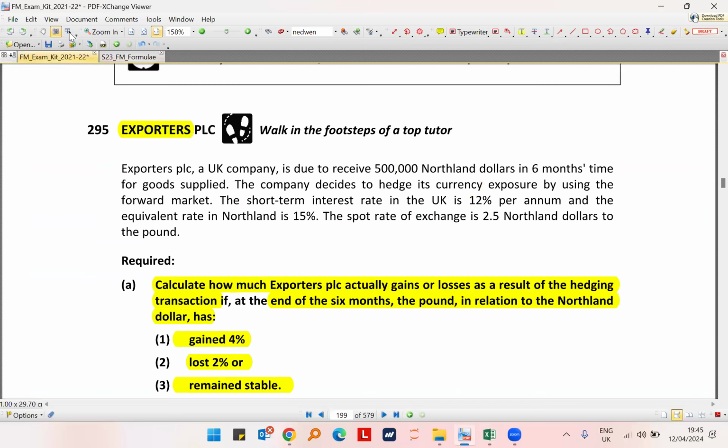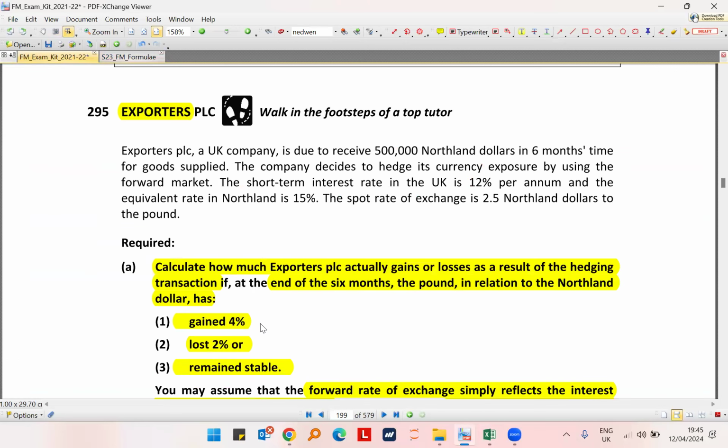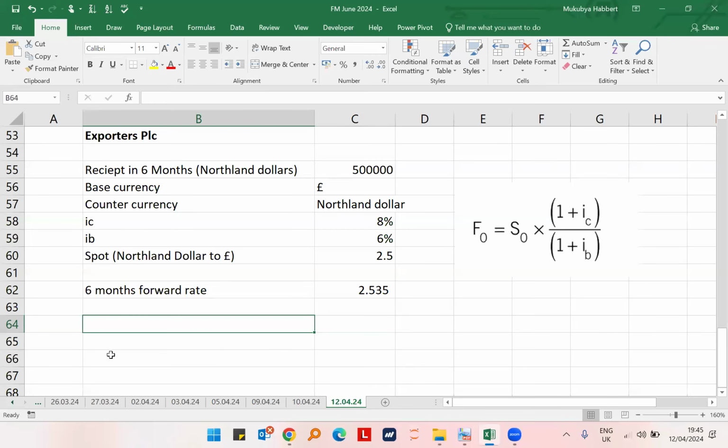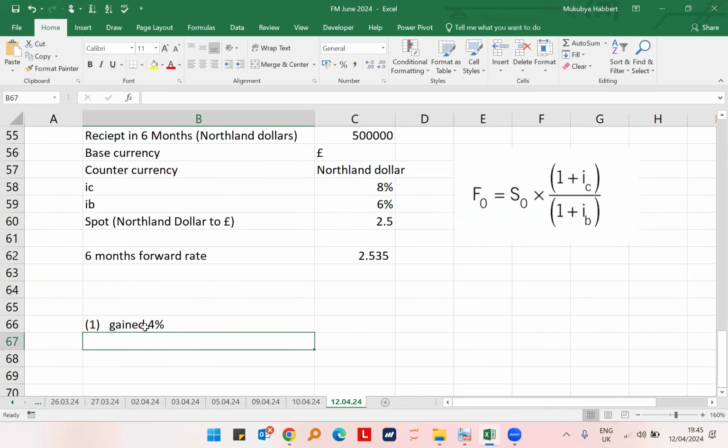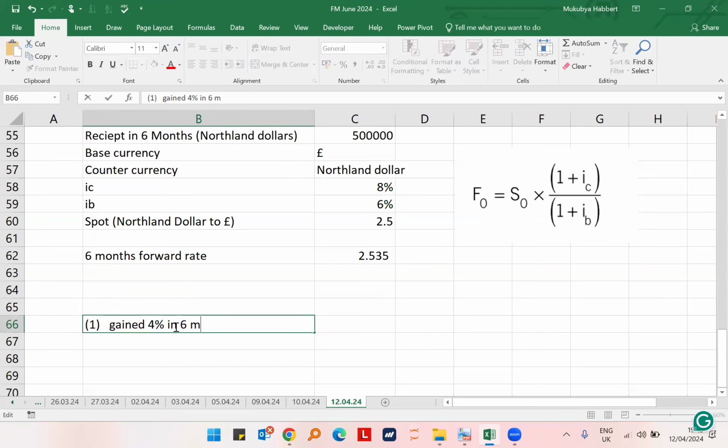So the first scenario, they said we have a gain of 4%. So if there was a gain of 4%, remember that this is a gain of 4% in 6 months. So that means that what will be the rate? So the rate. Excuse me.